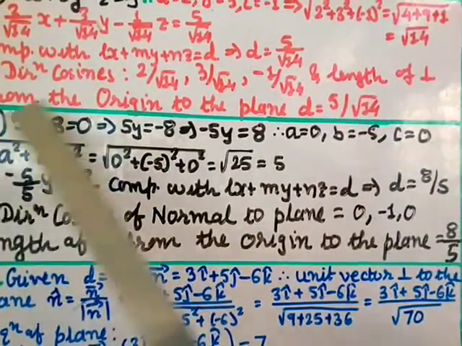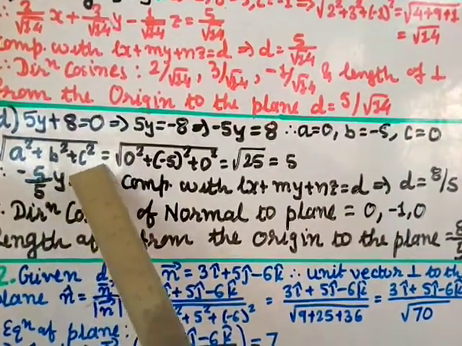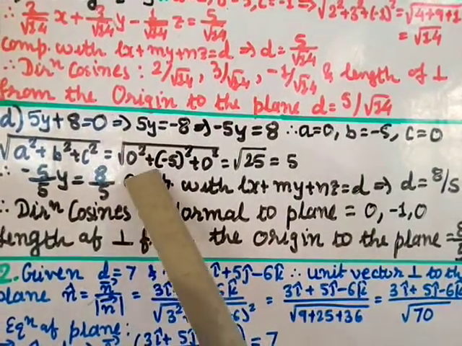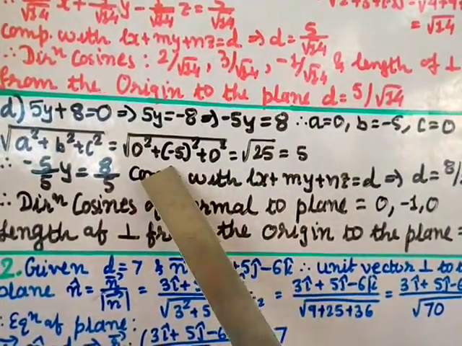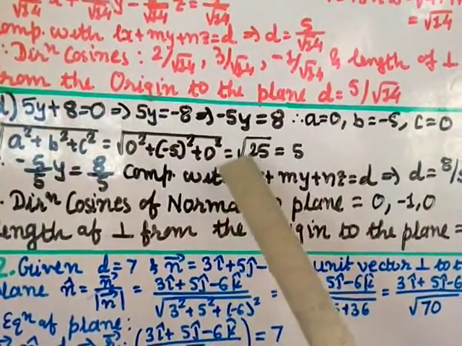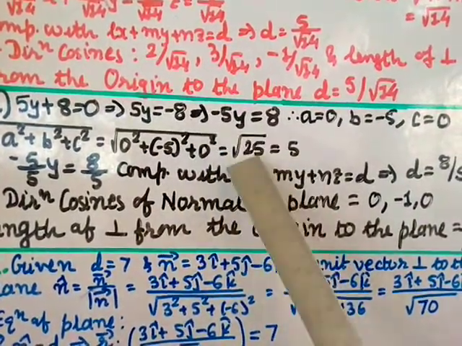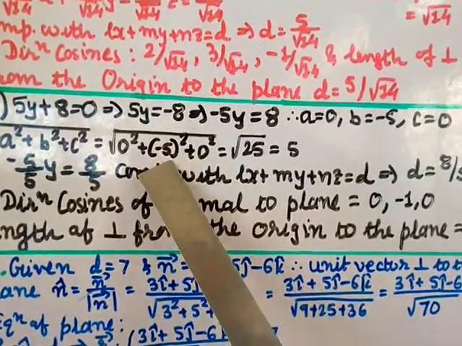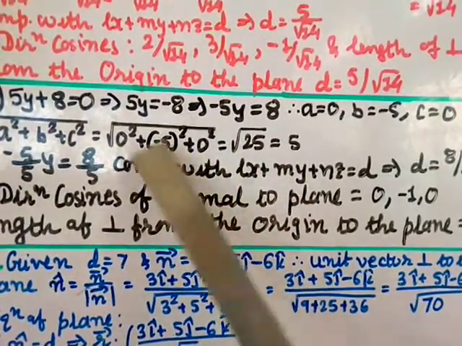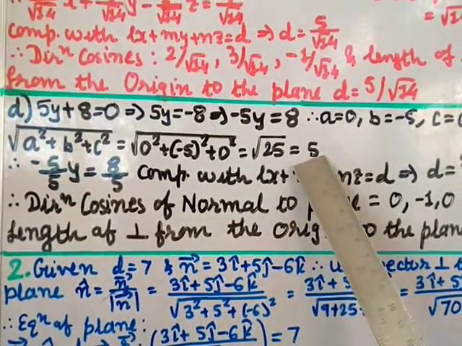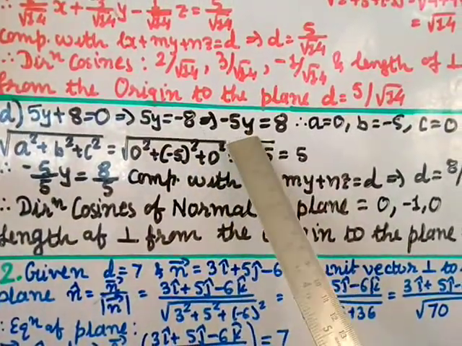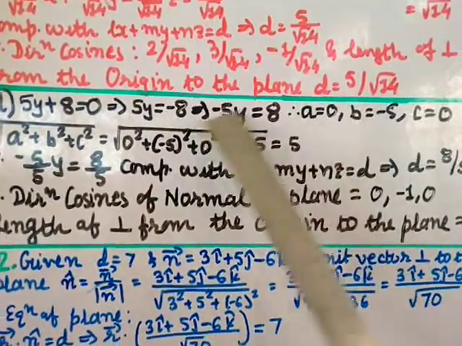Now we find under the square root a square plus b square plus c square equal to under the square root 0 square plus minus 5 square plus 0 square equal to under the square root, minus 5 square is plus 25. Okay, it will become positive, and the square root of 25 is 5. Right, now we divide this equation by 5.